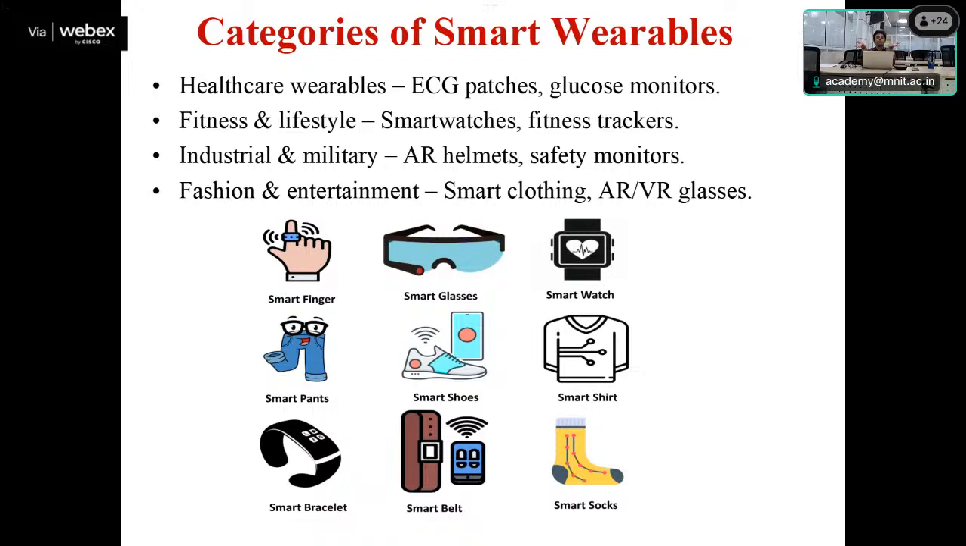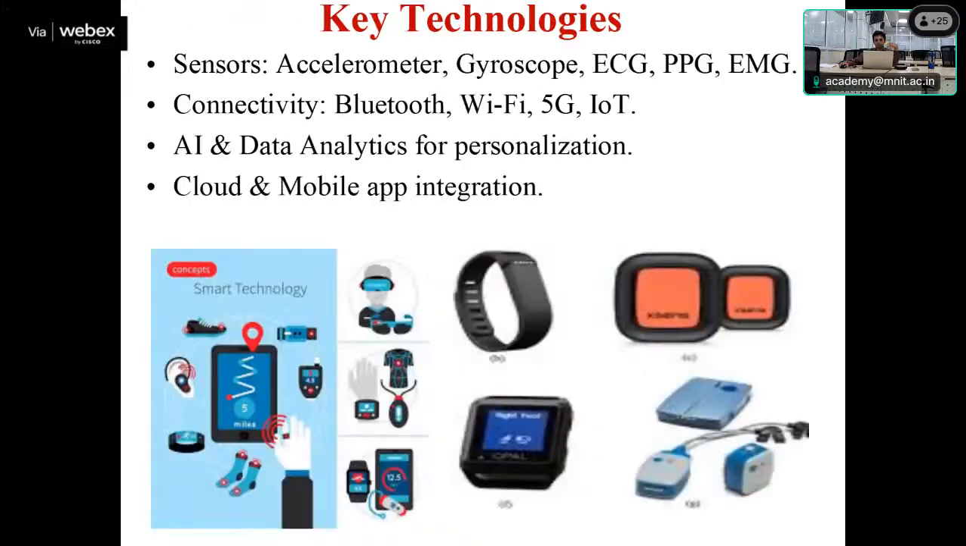That's why they are popular, and cost wise they are not charging much. Within possibly 5,000 rupees, you will get a very good smart watch or fitness tracker which helps us get the important parameters. Apart from that, there are industrial and military applications, where you have safety measurement and augmented reality helmets. In fashion and entertainment, there are smart clothing and fashionable glasses, which help us get important health information.